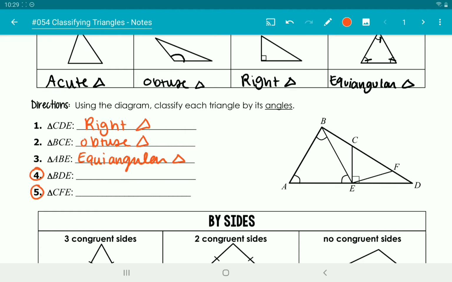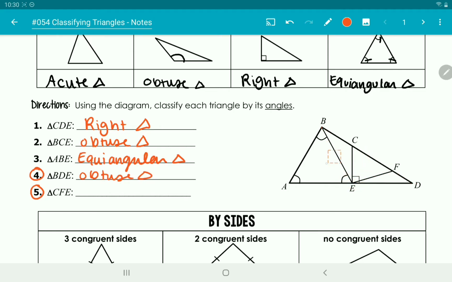So if we look at number 4, we're looking at BDE. So from B to D, all the way down here, and then to E, all over here. You can see that this angle right here is definitely larger than 90 degrees, and since it's got an obtuse angle, then it is an obtuse triangle.